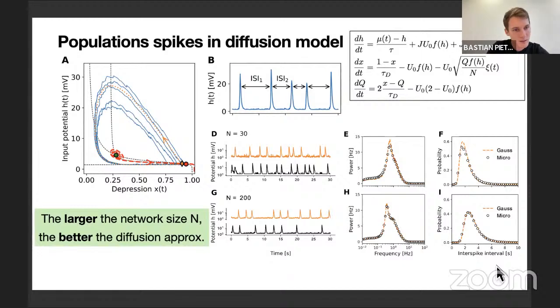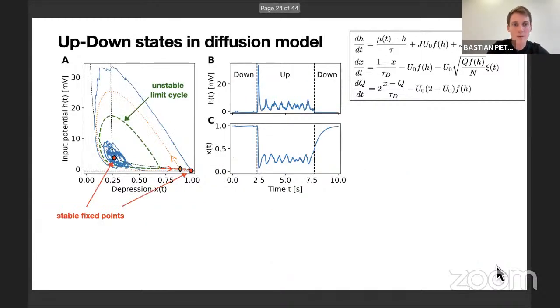Okay, now let's change the parameters slightly. Changing the parameters makes this upper fixed point become stable. Before it was unstable. Now it's stable and it lies inside an unstable limit cycle. So as before, whenever we have a trajectory starting close to this low activity state, then finite size fluctuations will kick us across the red separatrix.